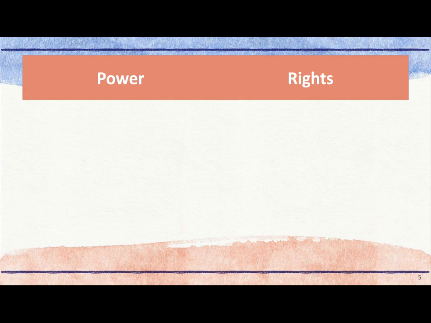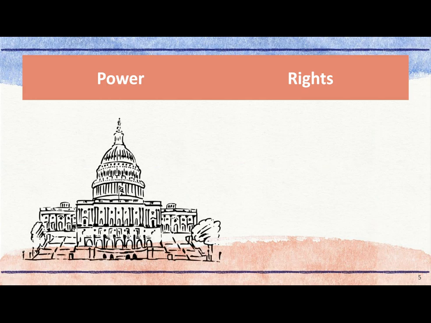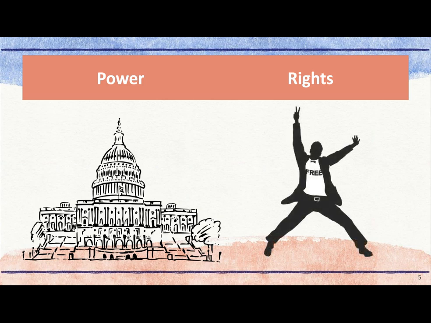To understand these forms of government, we need to look at two things: power and rights. Power is the ability to create rules and make people follow them. Rights are freedoms or things that people are always allowed to do, things that no one is allowed to take away from them.